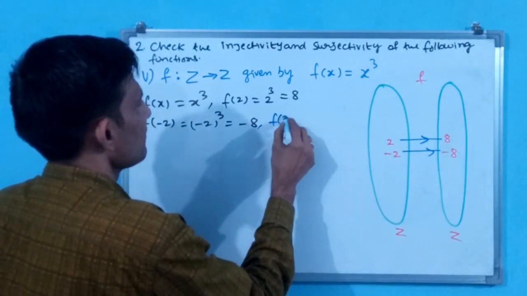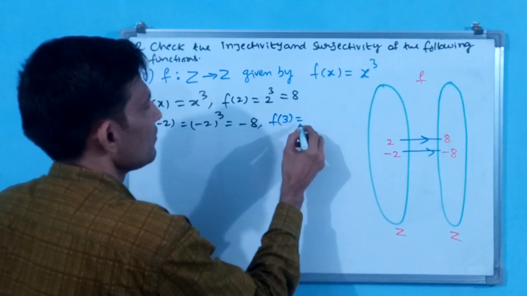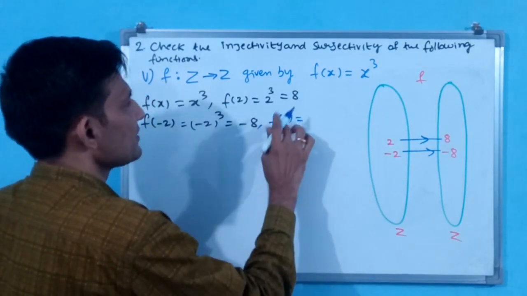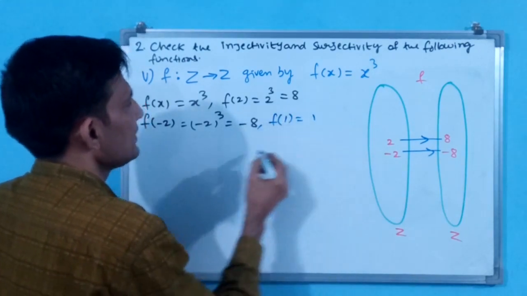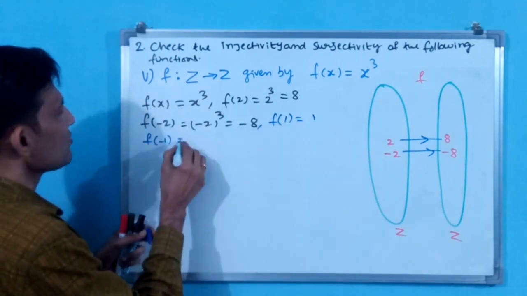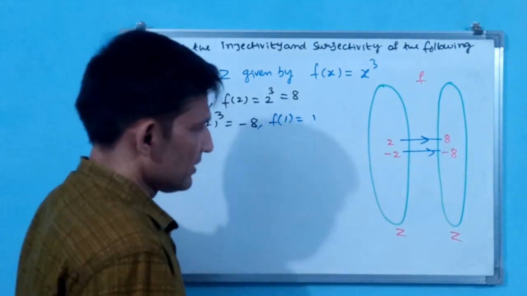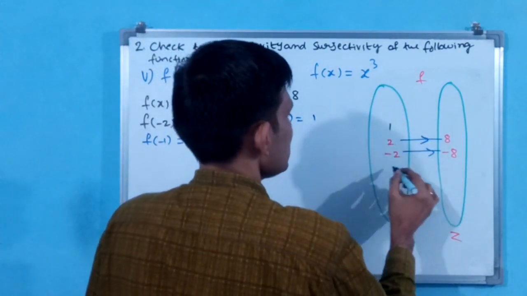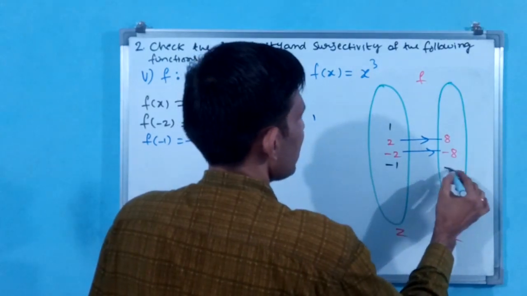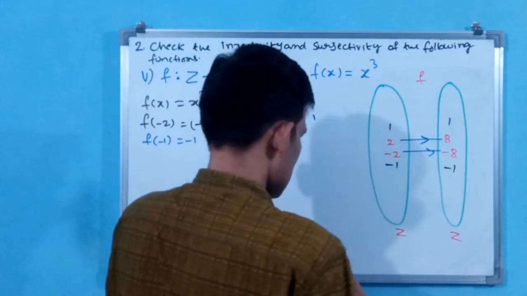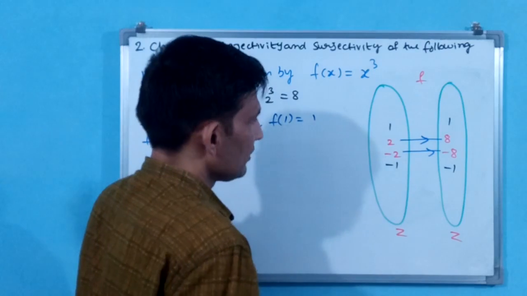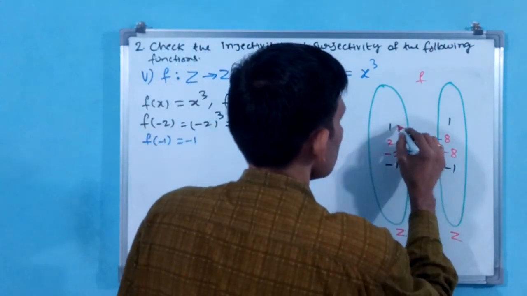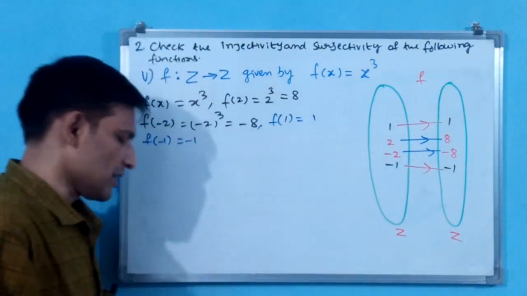Say f of 1 is equal to 1, f of minus 1 is equal to minus 1. We need not write this, but even if you write it, it is not wrong. Here I write 1, here I write minus 1. Then these also have a relation in between: minus 1 to minus 1, and 1 to 1. Okay, now you stop.